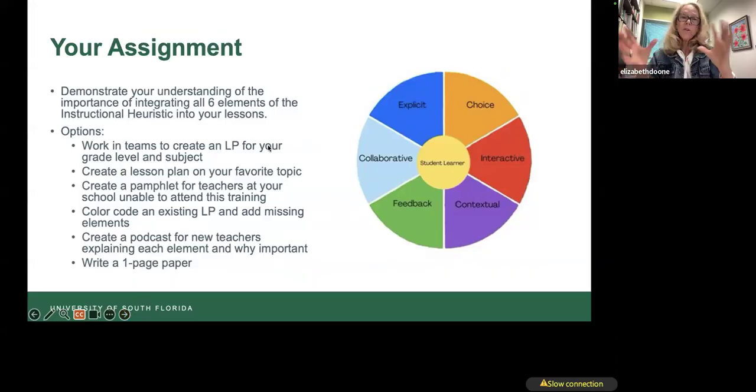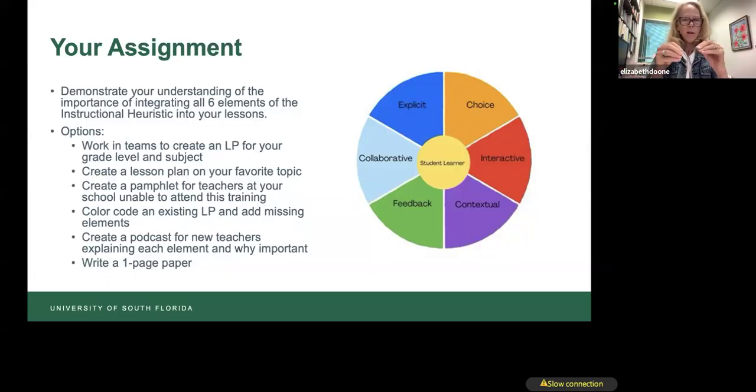So your assignment for this module is to demonstrate your understanding of the 6 elements in the instructional heuristic. I want you to think about how this supports accommodations and modifications, and then how this fits into the least dangerous assumption. By including all these elements in our lessons, it helps us to meet our students' learning needs. Because choice is important, you have a choice. You can work in a team and create a lesson plan for your grade and subject area.